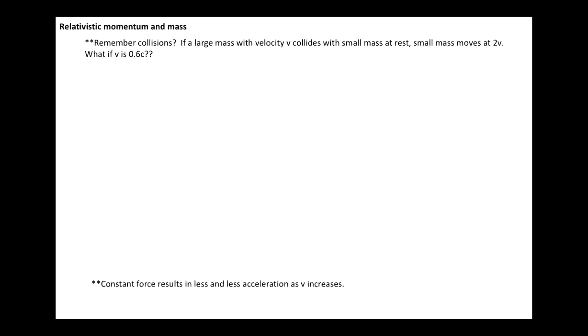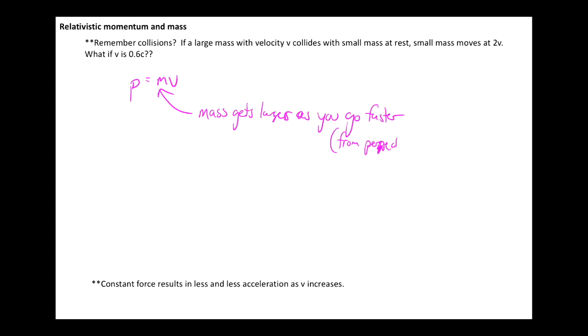So what is really going on is that momentum has also changed, if you prefer your momentum that way, p equals mv. Here's what's happening with mass. Mass gets larger as you go faster. And this is, again, from the perspective of a rest observer.